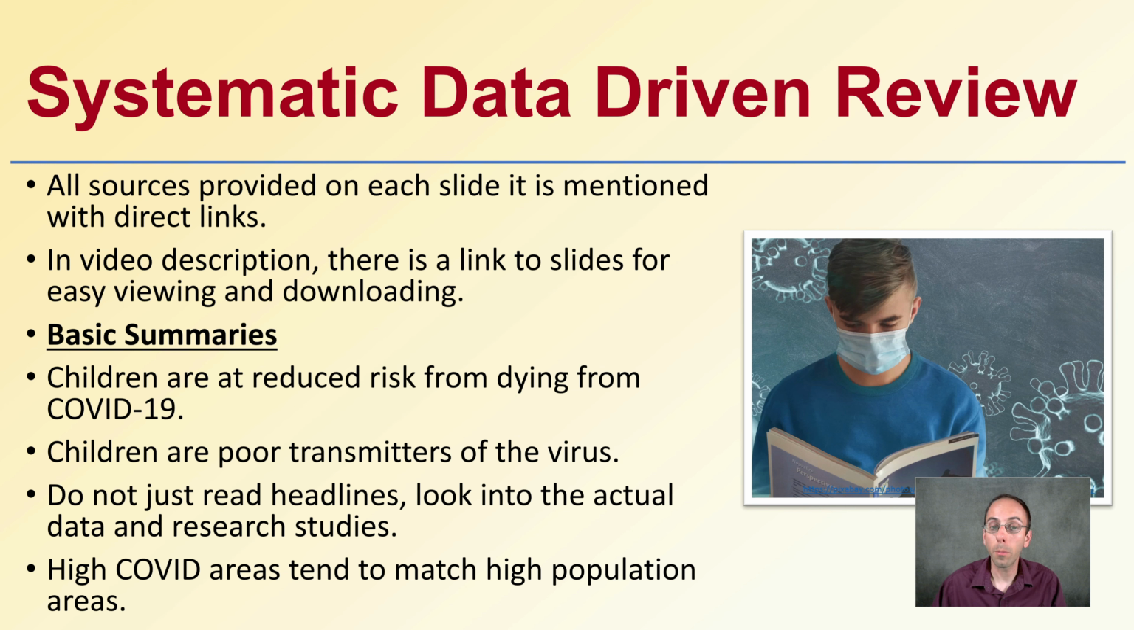The basic summaries are: children are at reduced risk of dying from COVID-19. Children are poor transmitters of the virus. And do not just read the headlines, look at the actual data and research studies. High COVID areas tend to match high population areas as well, and we'll see a map of that.